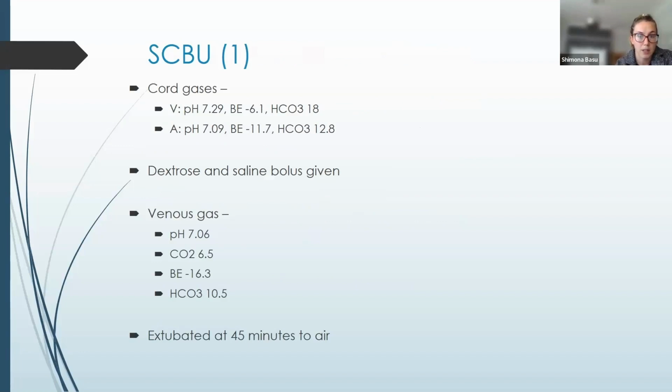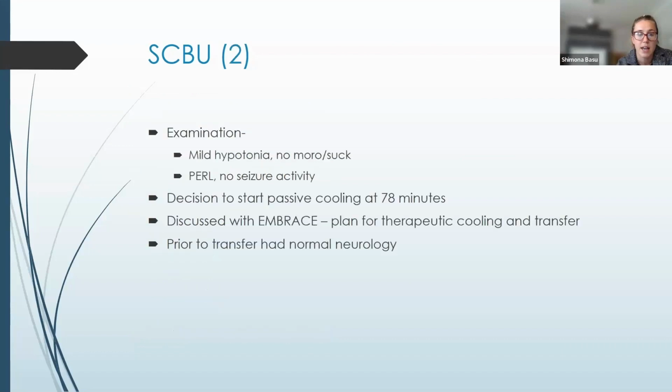The cord gases were then available, which you can see on the screen. And once IV access was obtained, we got an initial venous gas. And a dextrose and saline bolus was given along with first-line antibiotics. Baby remained spontaneously breathing, so was extubated quite quickly at 45 minutes, straight to air, and remained self-ventilating in air following that.